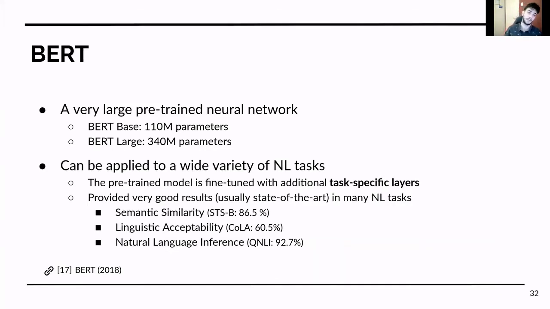So now let's take a look at BERT. BERT essentially is a very large pre-trained neural network. The base version of BERT has 110 million parameters, and it can be applied on a very wide variety of natural language tasks by just stacking some task-specific layers on top of BERT and performing extra training, which we call fine-tuning, on the specific task that we want to solve. And in fact, the authors of BERT show in their initial paper that BERT can achieve state-of-the-art results on a wide variety of natural language tasks by using very simple linear layers on top of BERT.